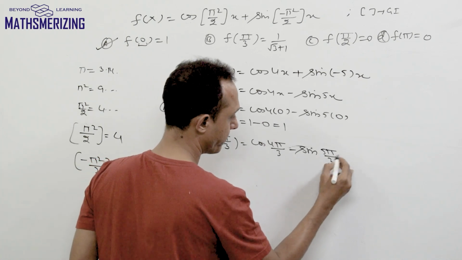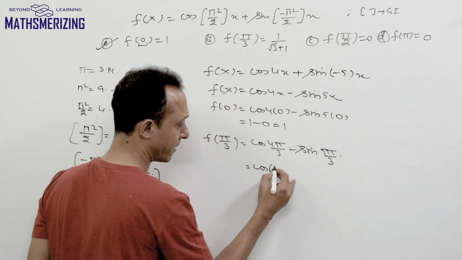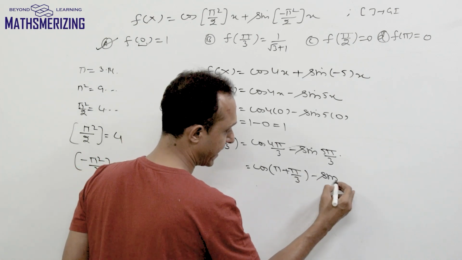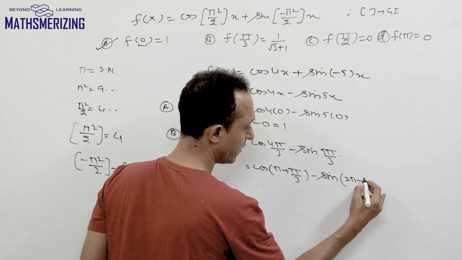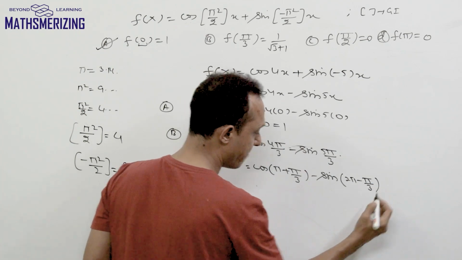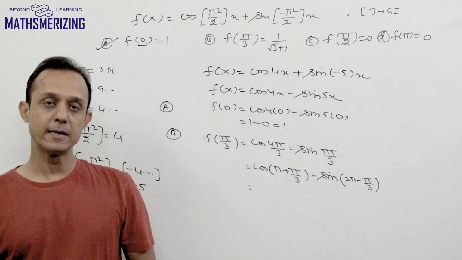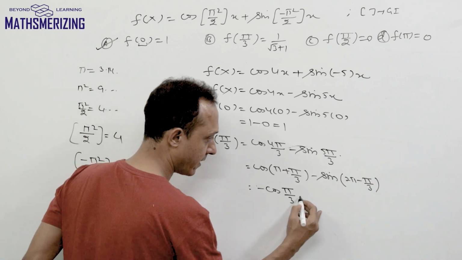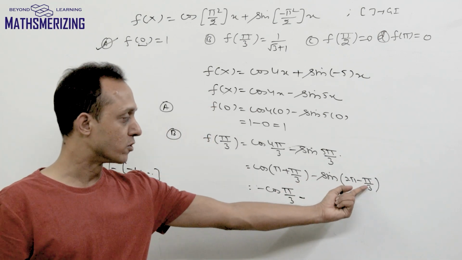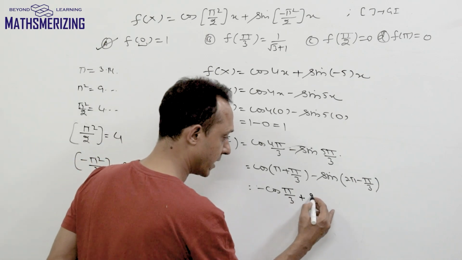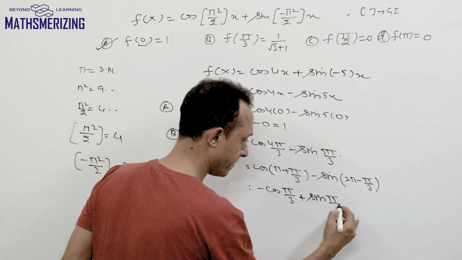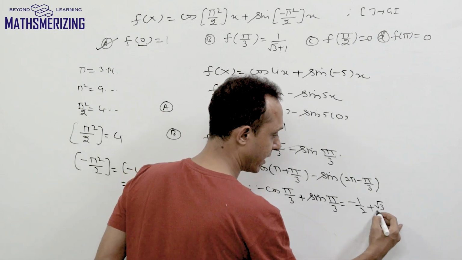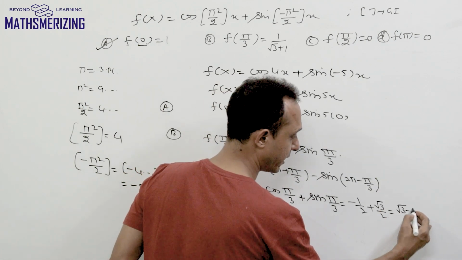5 pi by 3. So now I know cos 4 pi by 3 is nothing but cos of pi plus pi by 3, and sine 5 pi by 3 is sine of 2 pi minus pi by 3. Now cos of pi plus theta is minus cos theta. So this is minus cos pi by 3, and sine of 2 pi minus theta is minus sine theta. So minus and minus will be plus. So there will be plus sine pi by 3. So cos 60 is 1 by 2, minus 1 by 2, and this is root 3 by 2. So I can write it as root 3 minus 1 by 2.